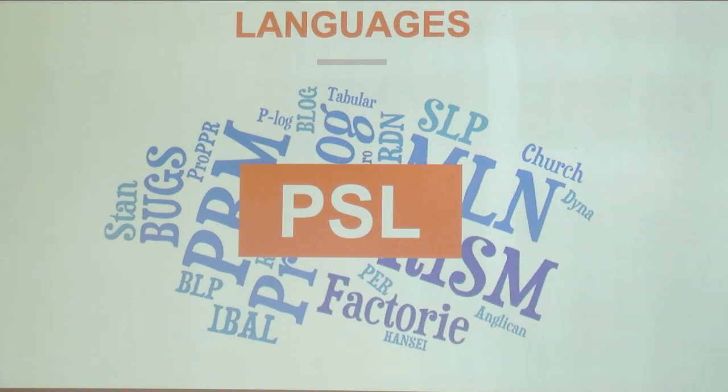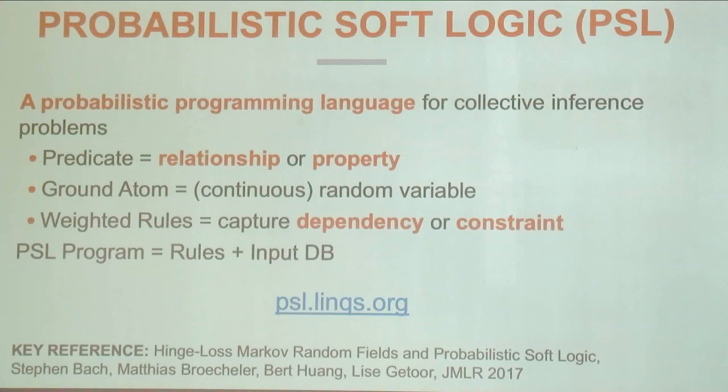So what is PSL? It's a declarative probabilistic programming language where we have predicates, we have rules. The rules now are weighted, and they can either be hard constraints or they can represent some sort of dependence. A PSL program is a set of rules together with data that defines a probability distribution over all of the unobserved attributes. For more information, this website has open source code and a ton of different examples in different domains, and this reference gives the key information.